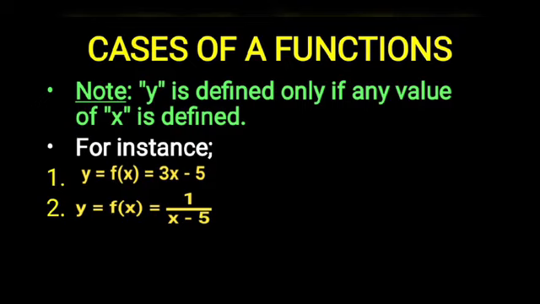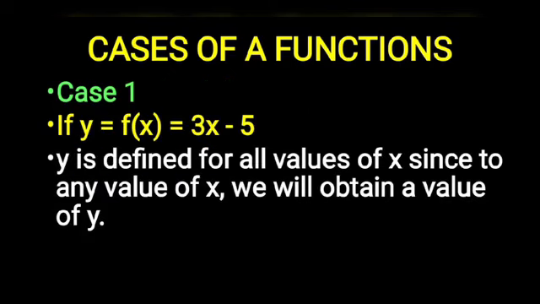The second one is y is equal to f of x, which is equal to 1 over x minus 5. These are two cases. Now, case 1 is if y is equal to f of x, which is equal to 3x minus 5. In this case, y is defined for all values of x, since for any value of x, we will obtain a value of y.